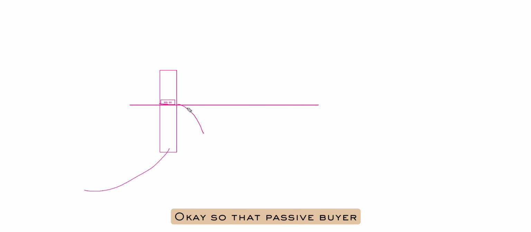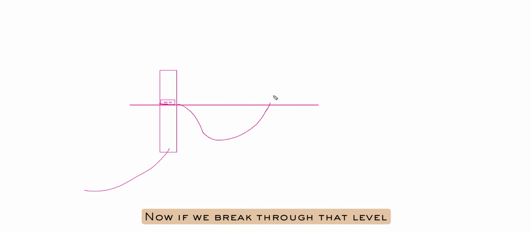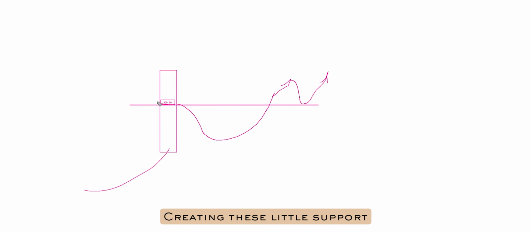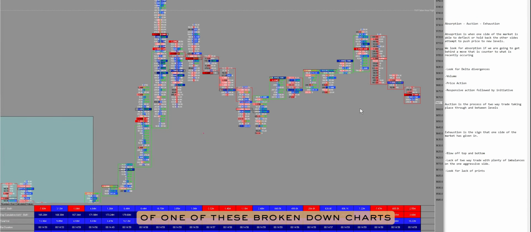Okay, so that passive buyer that bid that up, if we close below that and we're approaching that, that buyer might want to get out of their position. Okay, they're getting back at break even right now. Now, if we break through that level, not only is that a passive buyer, it's an active seller. So your aggressive seller, if this came into the market, we get an increase in open interest, we had a very large seller come in. If we're trading back above him, the same can be said. Return to that level, that seller might want to get out of the market. So that's how it ends up creating these little support and resistances within these imbalances that you might not necessarily see unless you're looking at one of these broken down charts.